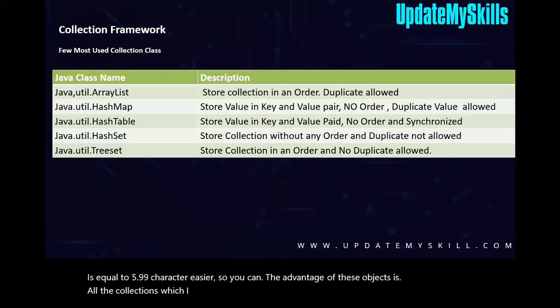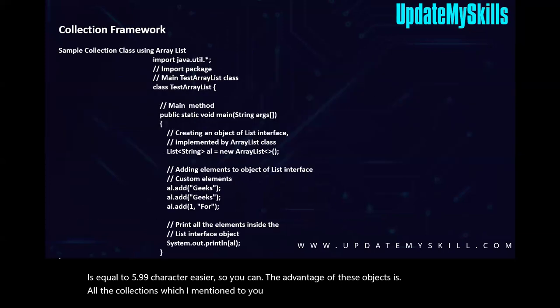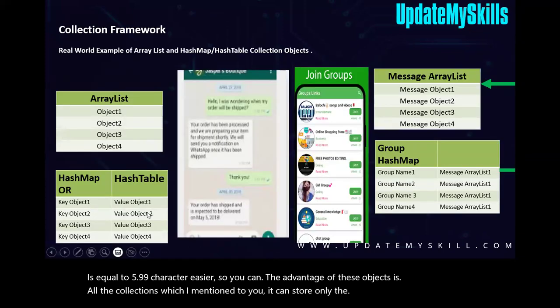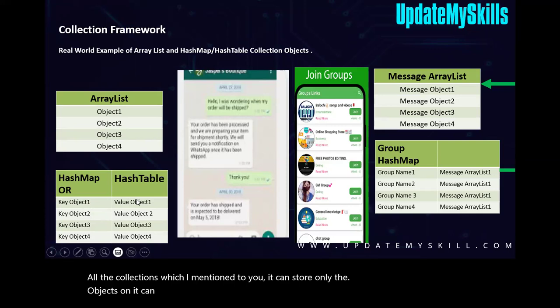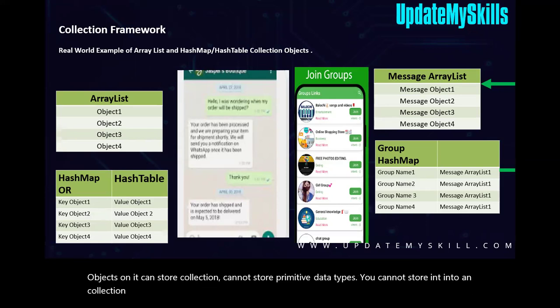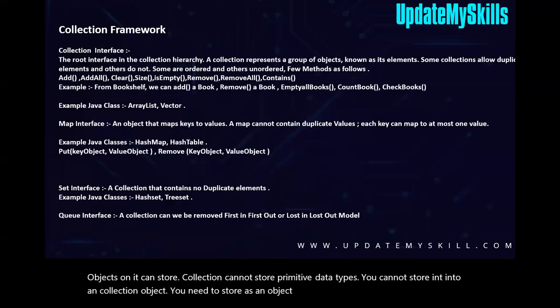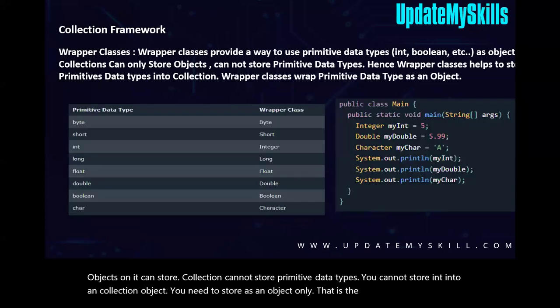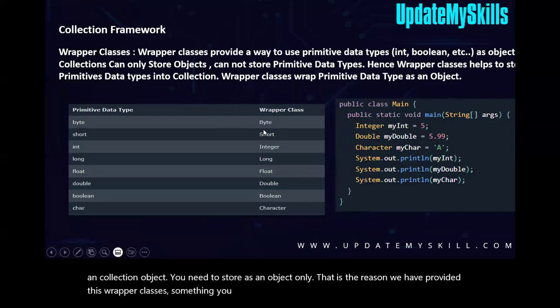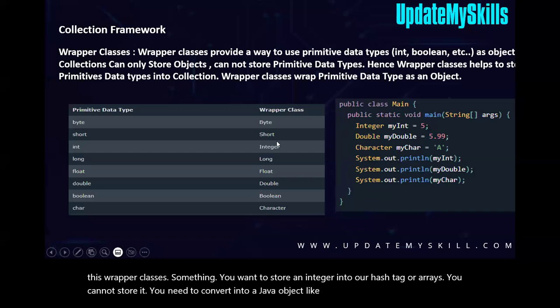The advantage of these objects is that all the collections which I mentioned to you can store only objects. A collection cannot store primitive data types. You cannot store an int into a collection object. You need to store it as an object only. That is the reason they have provided these wrapper classes. If you want to store an integer into a HashMap or ArrayList, you cannot store it directly. You need to convert it into a Java object like Integer, and then you can store it.